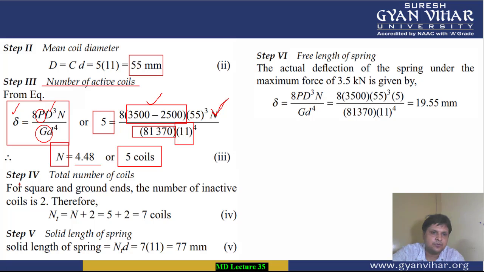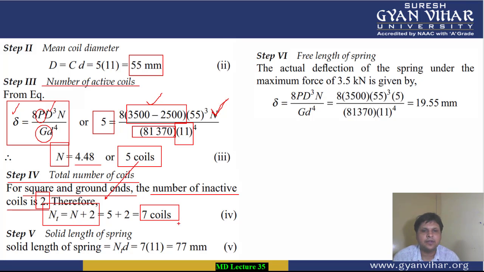Then the next step, step number 4, is the total number of coils. How will we calculate it? See, the coil has square and ground ends. This is given in the numerical. For square and ground ends, we all know the additional number is equal to 2. So the total number of coils can be calculated by adding these 2 to the number of active coils. Number of active coils we have already calculated, equal to 5. 5 plus 2 will give you the total number of coils as 7 coils. Alright, so this is the total number of coils.